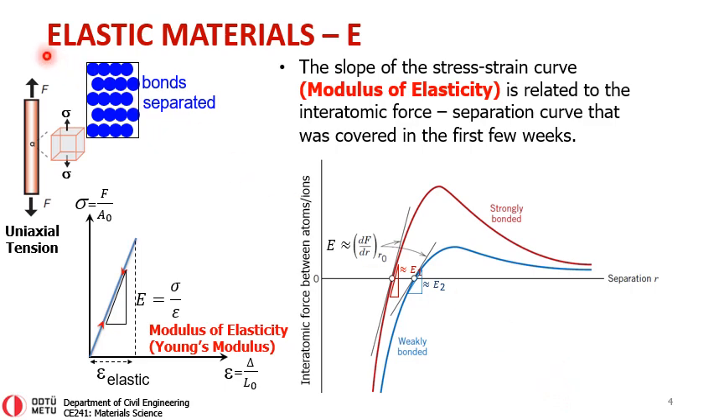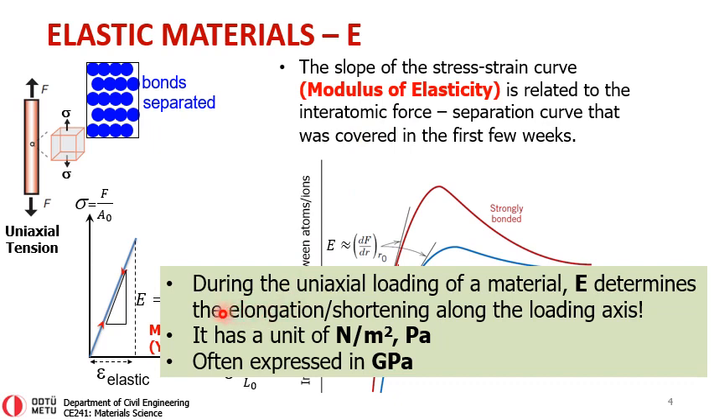Now, if we were to make a brief review again, in our previous slides we have seen the modulus of elasticity, how it is being defined, and we concluded that during the uniaxial loading of a material, the modulus of elasticity determines the elongation or shortening along the loading axis. So if we have a uniaxial tensile loading like this, if we stretch this with a force, the modulus of elasticity is responsible for the elongation along this loading axis. And it has a unit of newtons divided by meter square, or pascals. But since it's a big number, we often express that in terms of gigapascals.